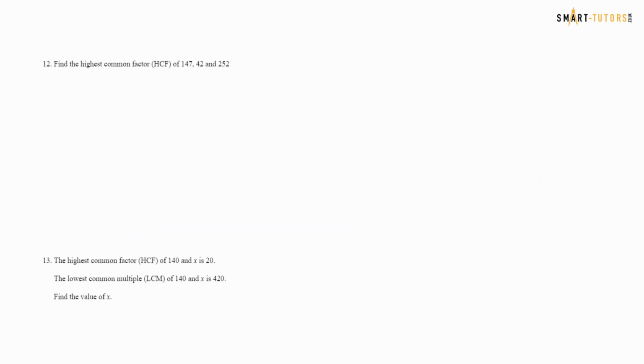Page number 10, question number 12. Find the highest common factor for three numbers. We have three numbers: 147, 42 and 252. So we need to find the prime factors for these.